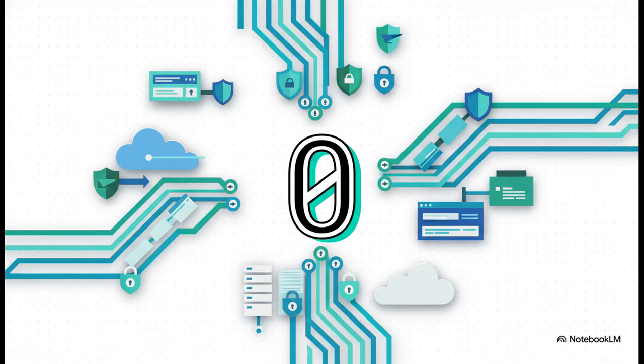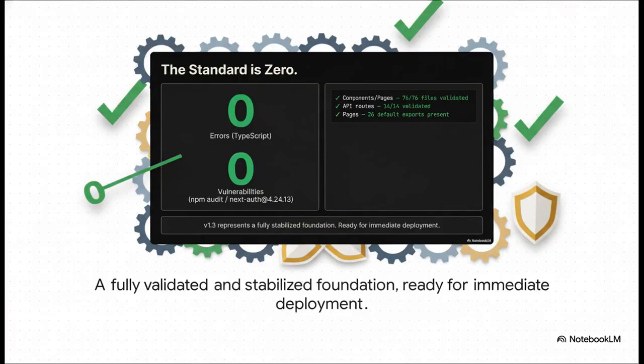None. And that 0 standard doesn't stop with TypeScript. It extends straight into security. We're talking 0 known vulnerabilities from an NPM audit. So you can start building knowing that your core dependencies are locked down and secure right out of the box. And this is where it all comes together. See, it's not just about the errors or the vulnerabilities, as important as those are. We're talking every component, every API route, every single page. All of it has been validated. This is what a truly stable foundation looks like. It's ready for deployment right now because the standard, as we said, is 0.